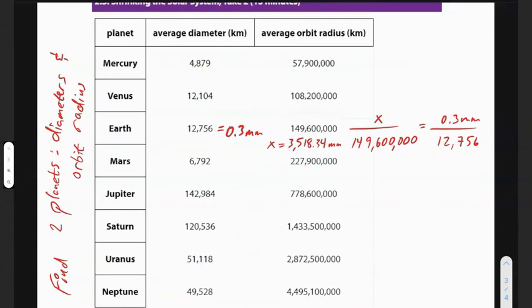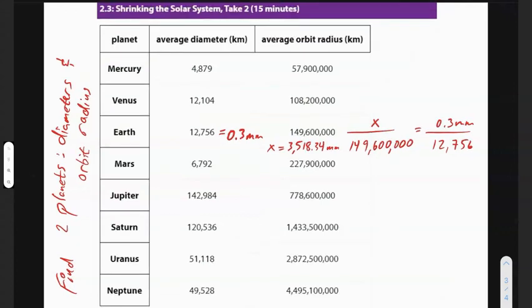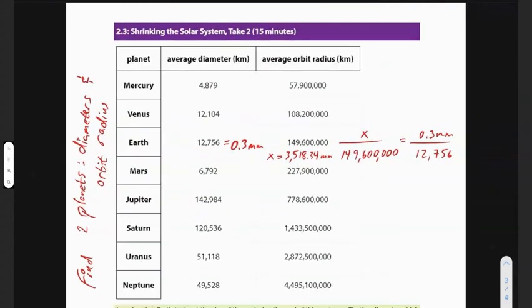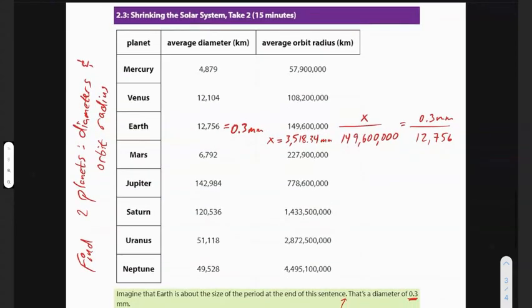Wow. How far is that? That's actually pretty far still. I know what 10 millimeters looks like, but dang, 3,518, that's still a pretty good distance. All right, so that's all I want you to do. Pick 2 planets, use this scale that they gave us.